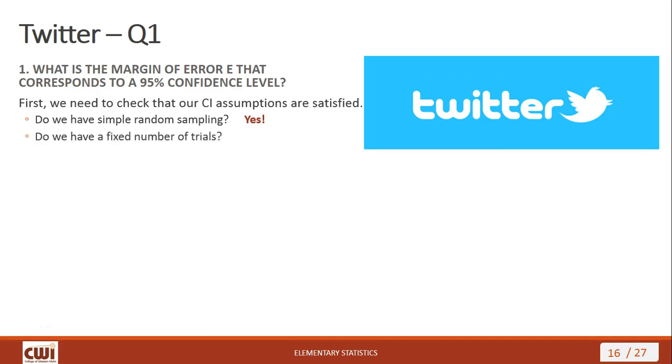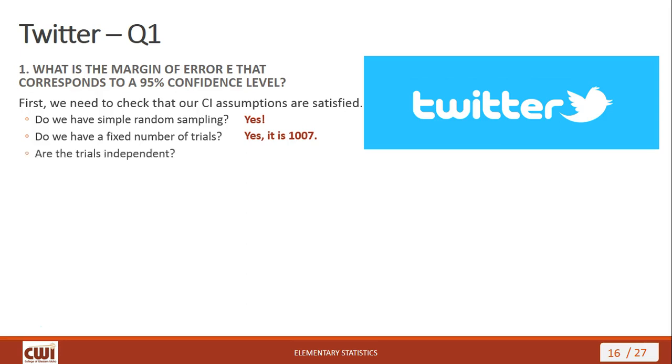Do we have a fixed number of trials? Yes, we have a sample size of 1,007. So there are a fixed number of trials. Each trial being, we're asking each person in that sample the same question. Do you know what Twitter is?